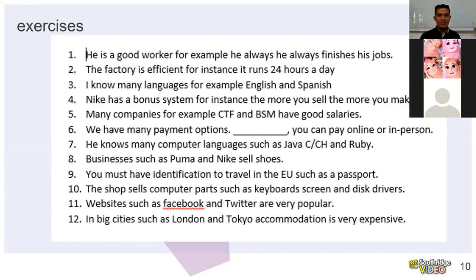I try, sir. Rahma. He is a good worker, comma. And then, for example, comma, he always finishes his jobs. Yes or no? Okay, thank you, Rahma. Okay, what about others?